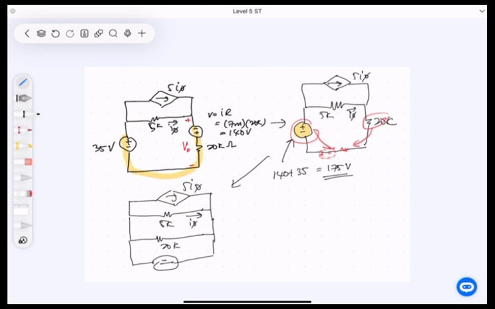That means that the current is flowing to the left. So what is my I? I equals V over R. V over R.